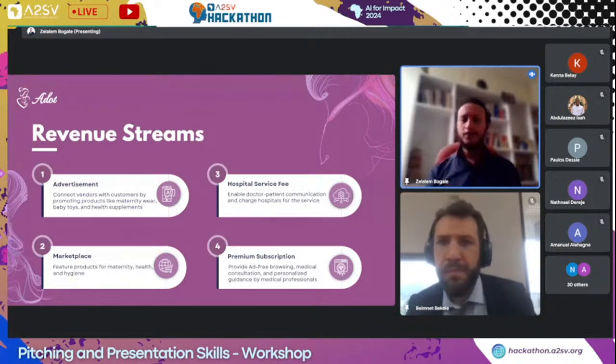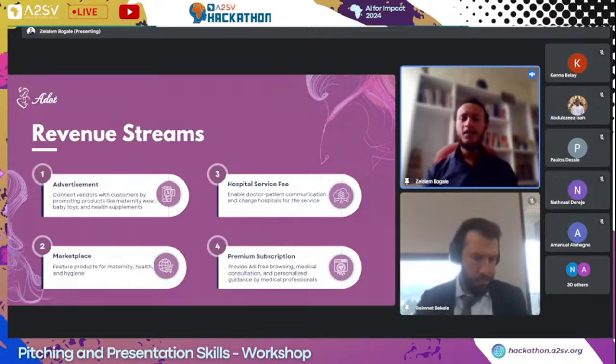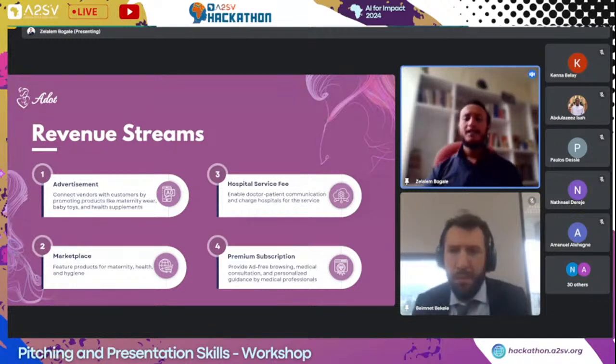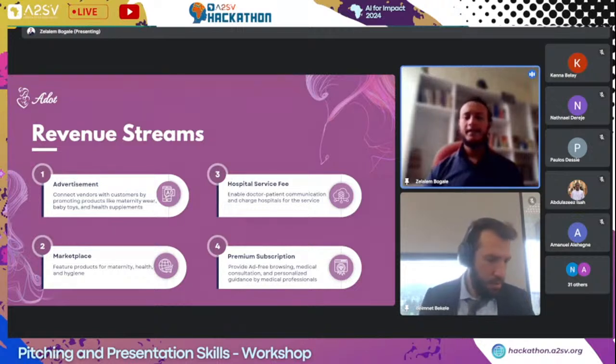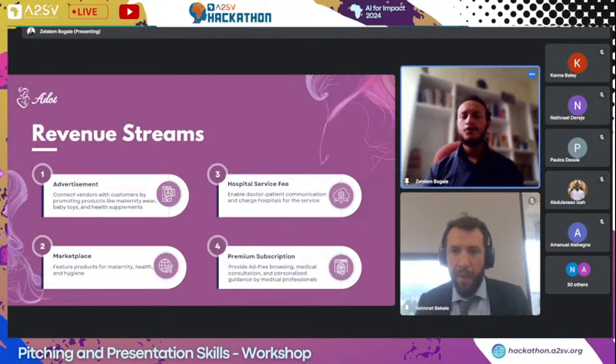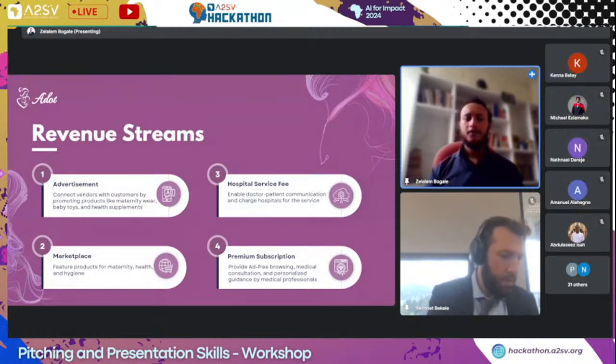So the third option that we put is a hospital service fee. We enable doctor-patient communication and charge hospitals for the service. A hospital can market itself by saying that they'll enable doctor-patient communication in the comfort of their home. So that's additional value that the hospital adds for their patients. So the patients can pay more for this service. That's how we target the hospital through this revenue stream.